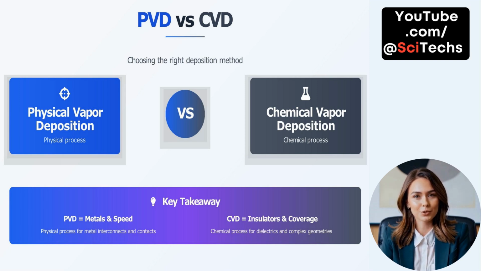PVD is efficient and straightforward when dealing with flat surfaces and applications where conformality is not a top priority. CVD, on the other hand, is a chemical process and is especially suited for forming dielectric layers and passivation coatings. It provides excellent conformal coverage, especially on intricate or three-dimensional structures. This makes it ideal for insulators like silicon dioxide and silicon nitride. In summary, remember this: PVD means metals and speed, while CVD stands for insulators and coverage. Each process has its strengths depending on the material and structural requirements.